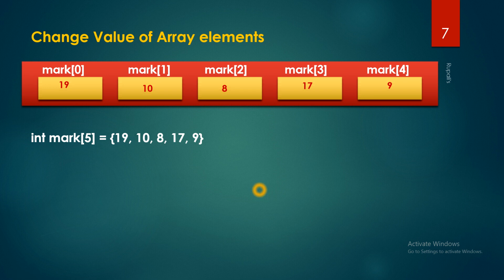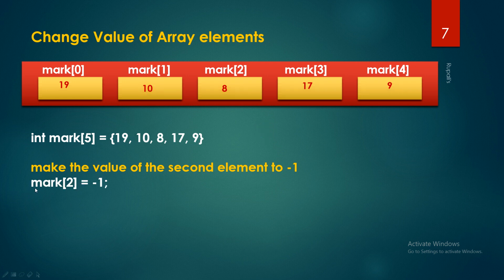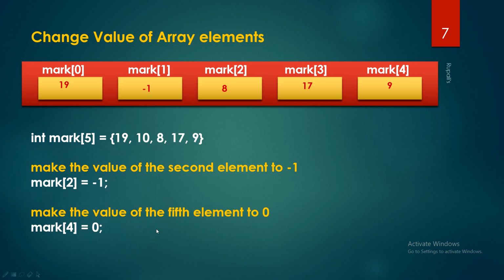Change the value of an array element. So this is our array. It is an integer array. I declared and initialized it also. Now make the value of the second element minus 1. So the second element means this one. I want to make it minus 1. How? Just write mark[1] = -1. See, 10 becomes minus 1. Now take another example. Make the value of the fifth element 0. I want to make this 9 into 0. So just write mark[4] = 0. It becomes 0.